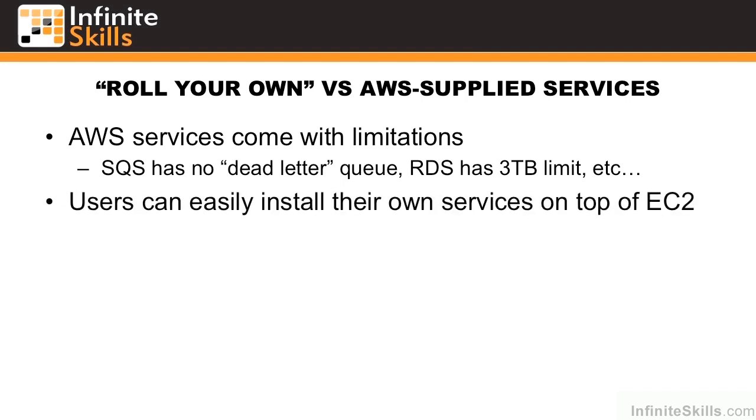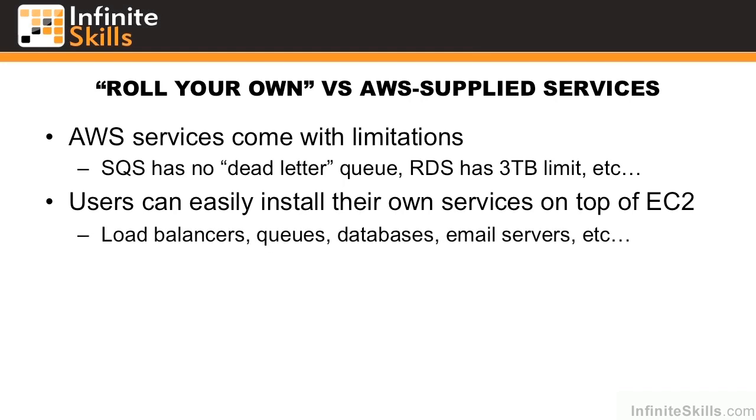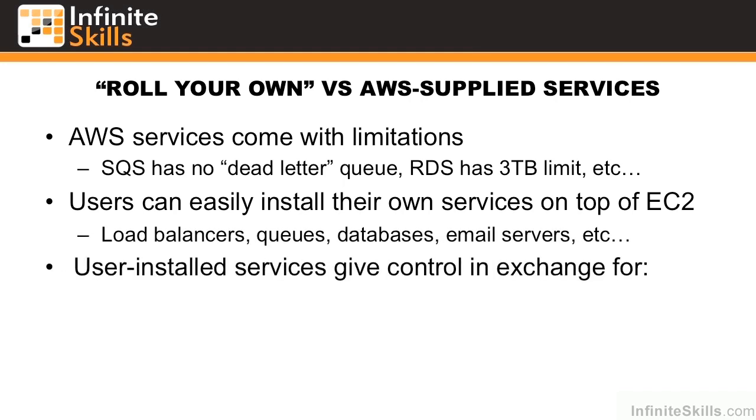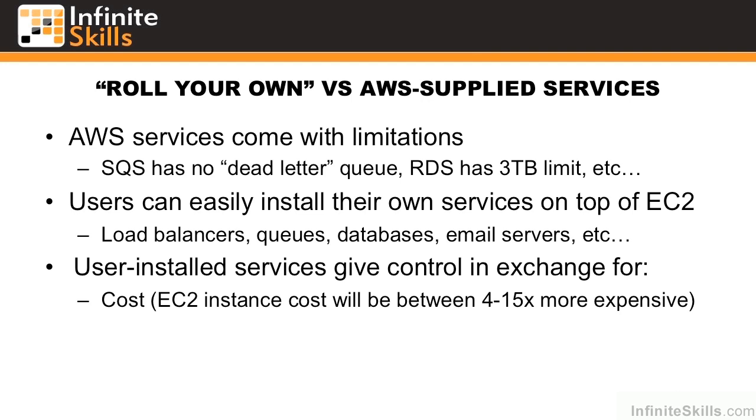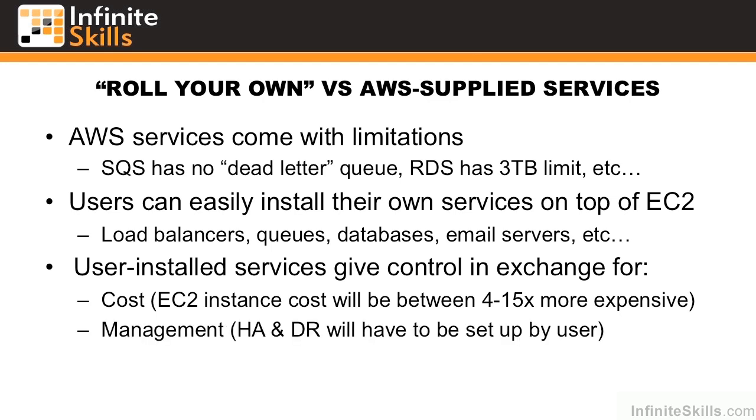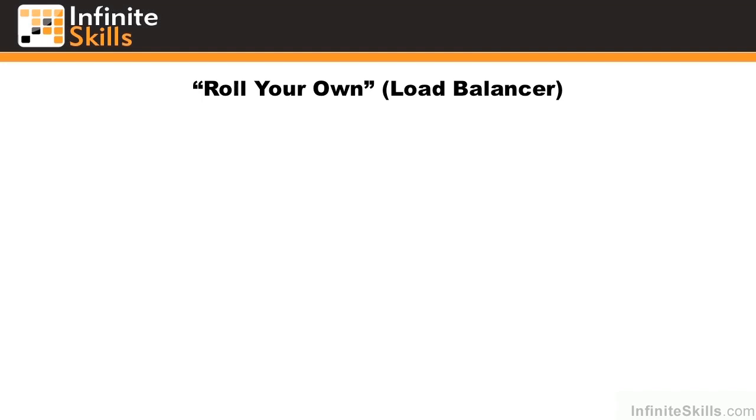Users can also easily install their own services on top of EC2. You could build your own load balancer, queue, database, email server, and so on. The user-installed services will give you more control in exchange for a higher cost. The EC2 instance cost to run the service will typically be between 4 to 15 times more expensive than the service provided by AWS. You'll also have to take care of management yourself. Taking care of things like HA and DR are often complicated, but the user can do that themselves if they choose.